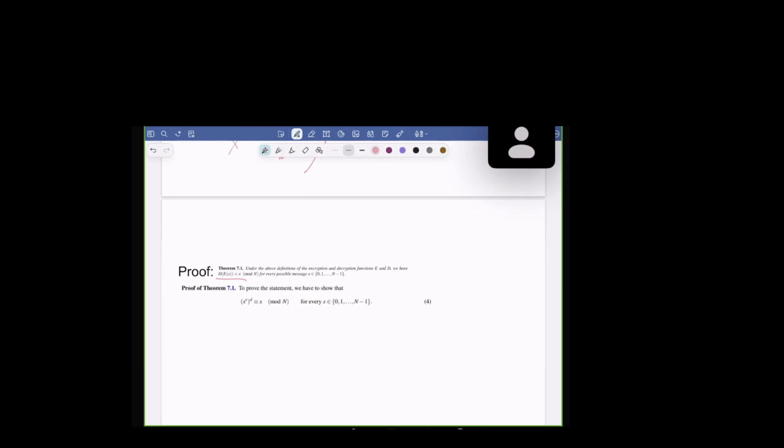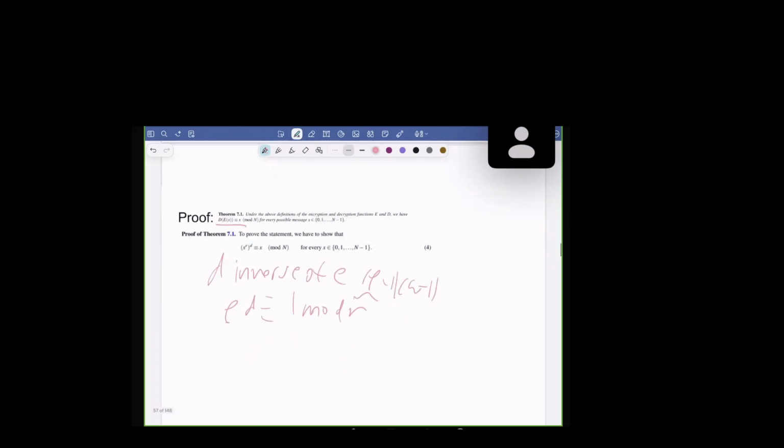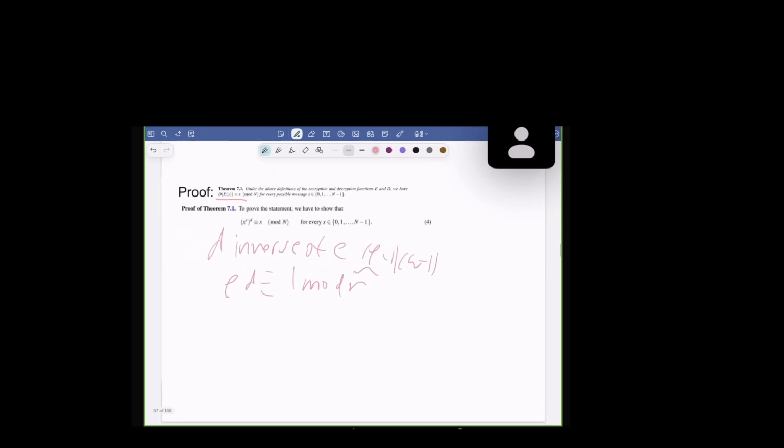Right, let's double check. Since we know that D is the inverse of E, as I showed you above, we know this small fact: ED is equivalent to 1 mod R, where R is simply (P minus 1)(Q minus 1). Using this fact, we can also say, by definition, that it is equivalent to 1 plus K times R. Does the flow so far make sense? Okay. Cool.